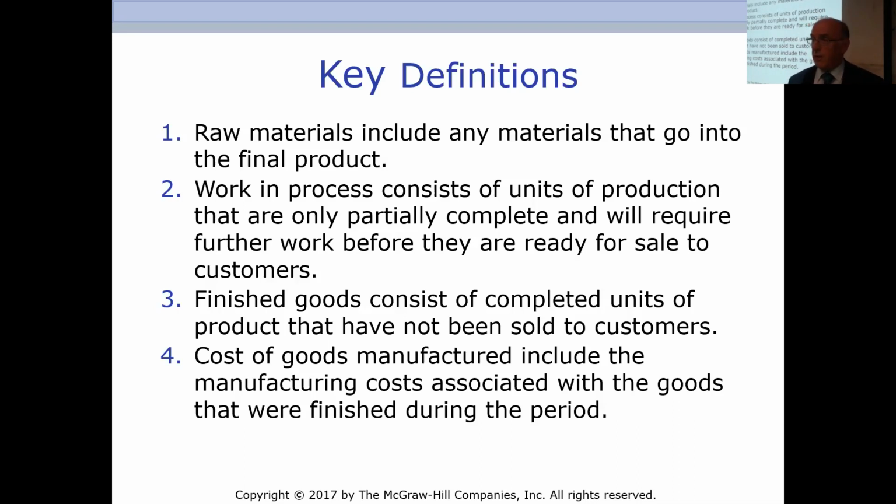So again, you have 3 kinds of inventory: the raw materials, what's the other one? Begins with W. Work in process and finished goods. Now, the stuff that's finished during the period is the cost of goods manufactured. What's the difference between cost of goods manufactured and cost of goods sold?